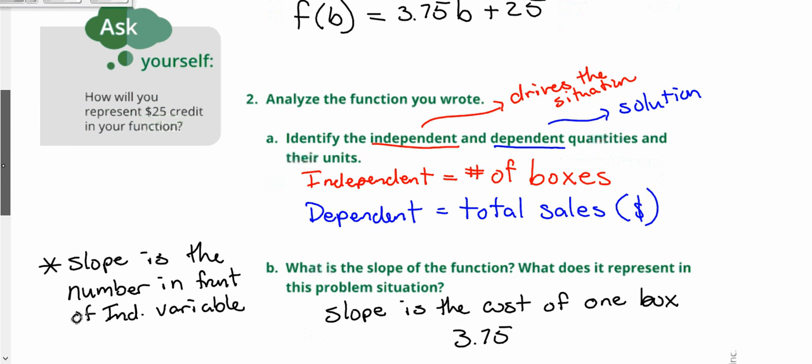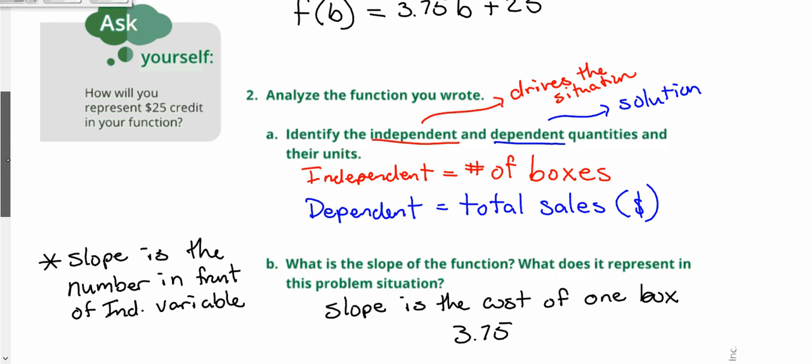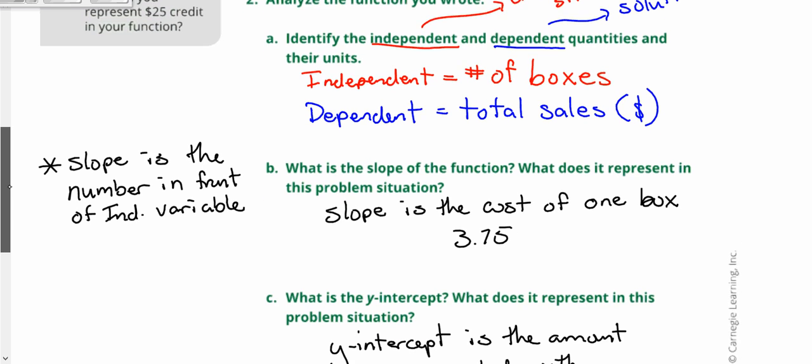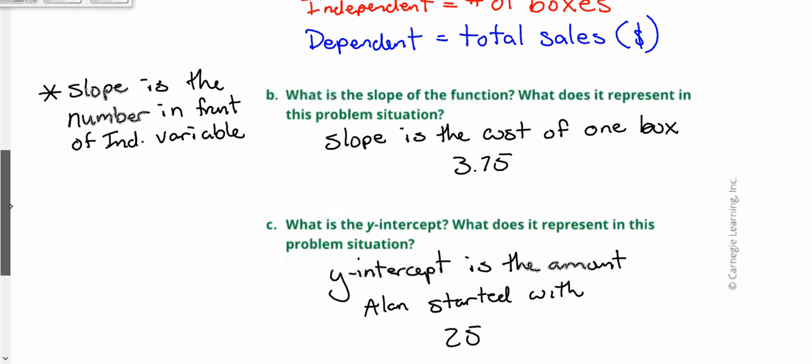Then they ask us to identify the slope. So remember, the slope is the number in front of the independent variable. In this case, our independent variable is the number of boxes, which is the B. So the 3.75 is in front of the B, and what it represents is the cost of one box, or the price of one box. Remember, slope does not include the variable, so it's not 3.75b, it's just the number in front of the variable. And the y-intercept is where it starts, so each camper started with $25, so it's the amount that Alan started with, which is 25.